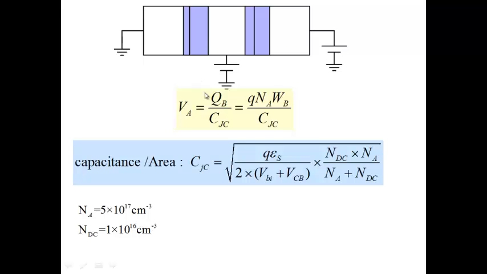Now the model is general. QB by CJC is general. If I had non-uniform doping in the base, instead of writing QNAWB, I can do an integral of Q times NA(x) from this point to this point. I could have integrated also and the expression would have been the same. All right.